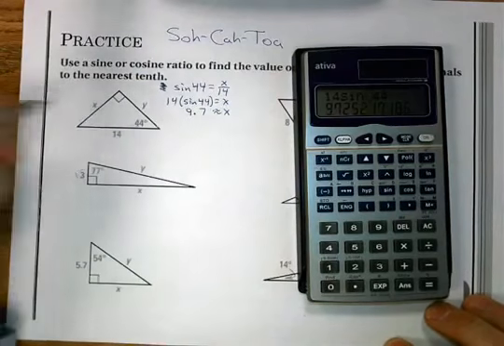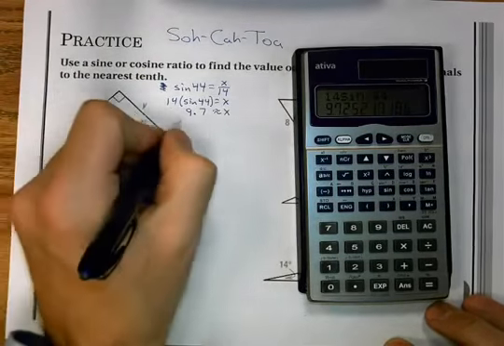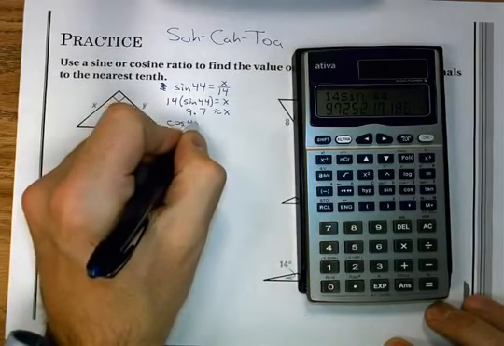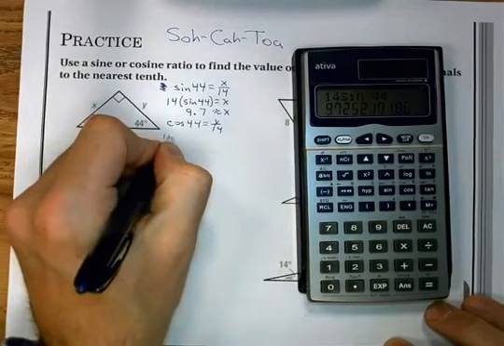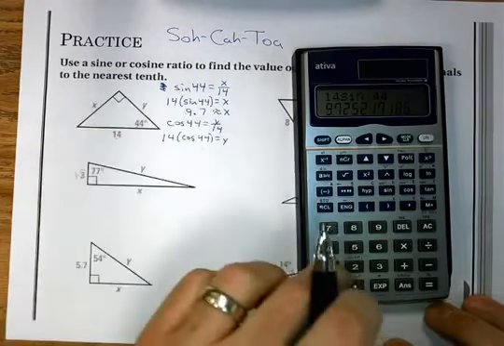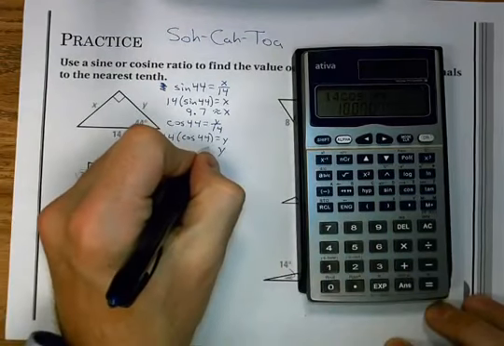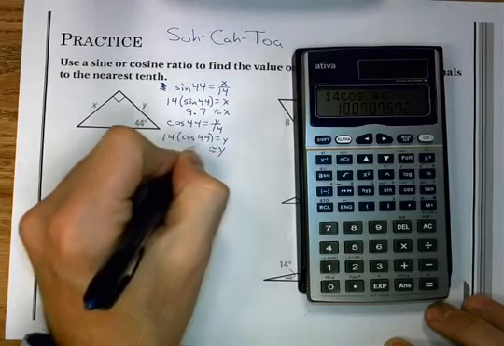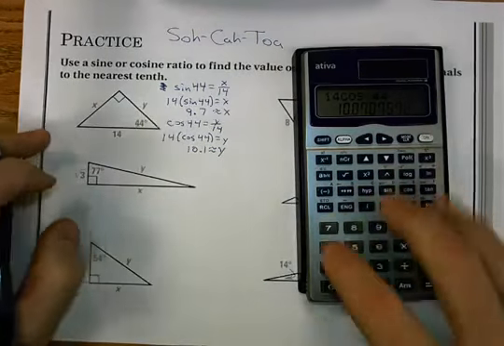We're going to do the same thing for y, but with that 44 degrees, we're going to use cosine. So cosine of 44 equals y over 14. That becomes 14 times cosine of 44 equals y. 14 times cosine of 44 gives us that y is approximately 10.1. Okay, we'll just work our way down here.